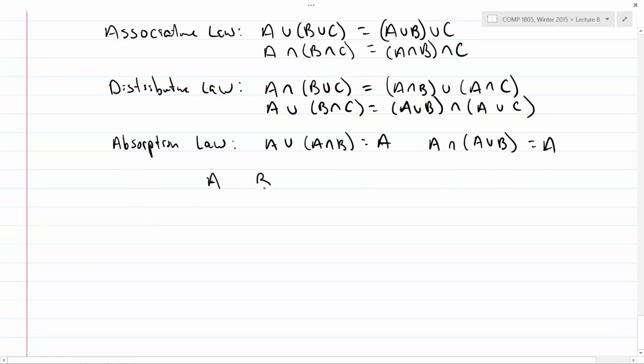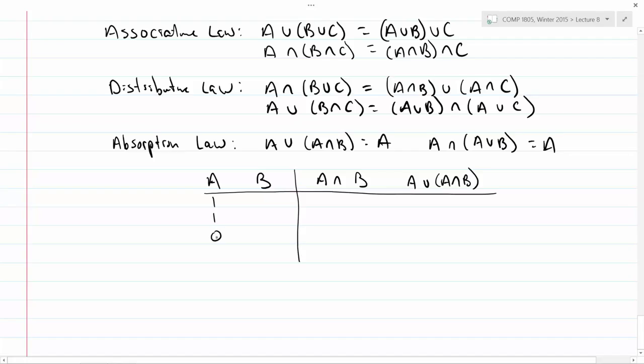So we have A, B, A intersect B, and A union A intersect B. A is 1 1 0 0, B is 1 0 1 0. A intersect B is 1 0 0 0. A union A intersect B is 1 1 0 0. So this and this are exactly the same. So it does hold. Intuitively, why does it hold? Any ideas? Yeah?